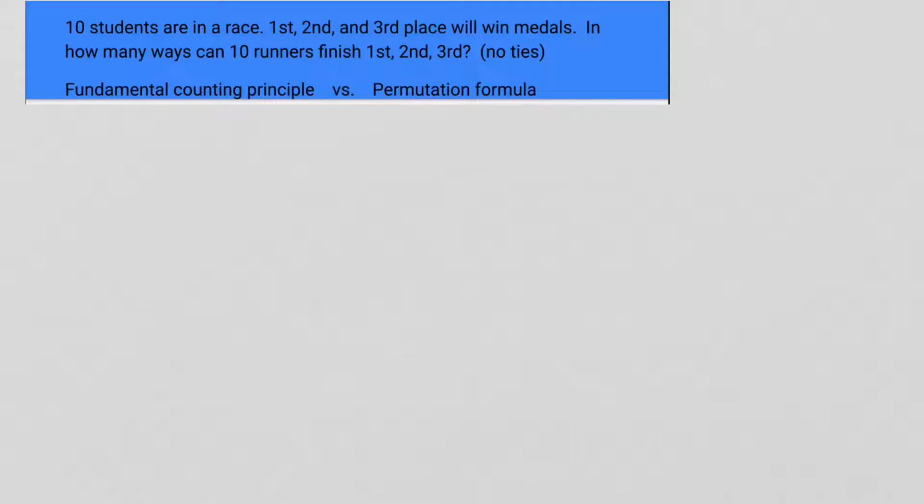Okay, here in this example, we have 10 students in a race. First, second, and third place will win medals. In how many ways can the 10 runners finish first, second, and third? No ties. So is order important here? Yes, because you're getting to be first, second, and third place. So I'm going to show you 2 different ways of answering this type of question. How many ways can 10 runners finish first, second, and third?